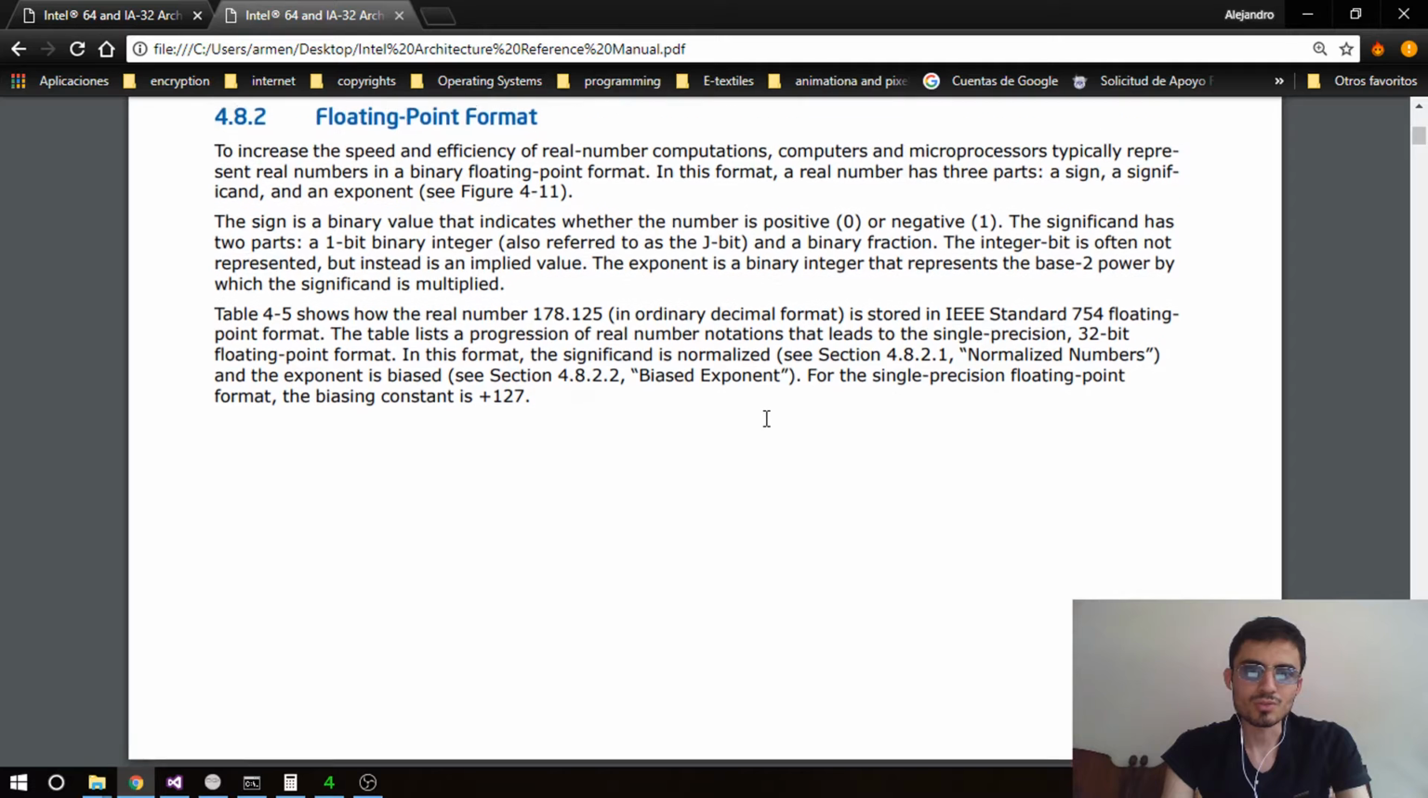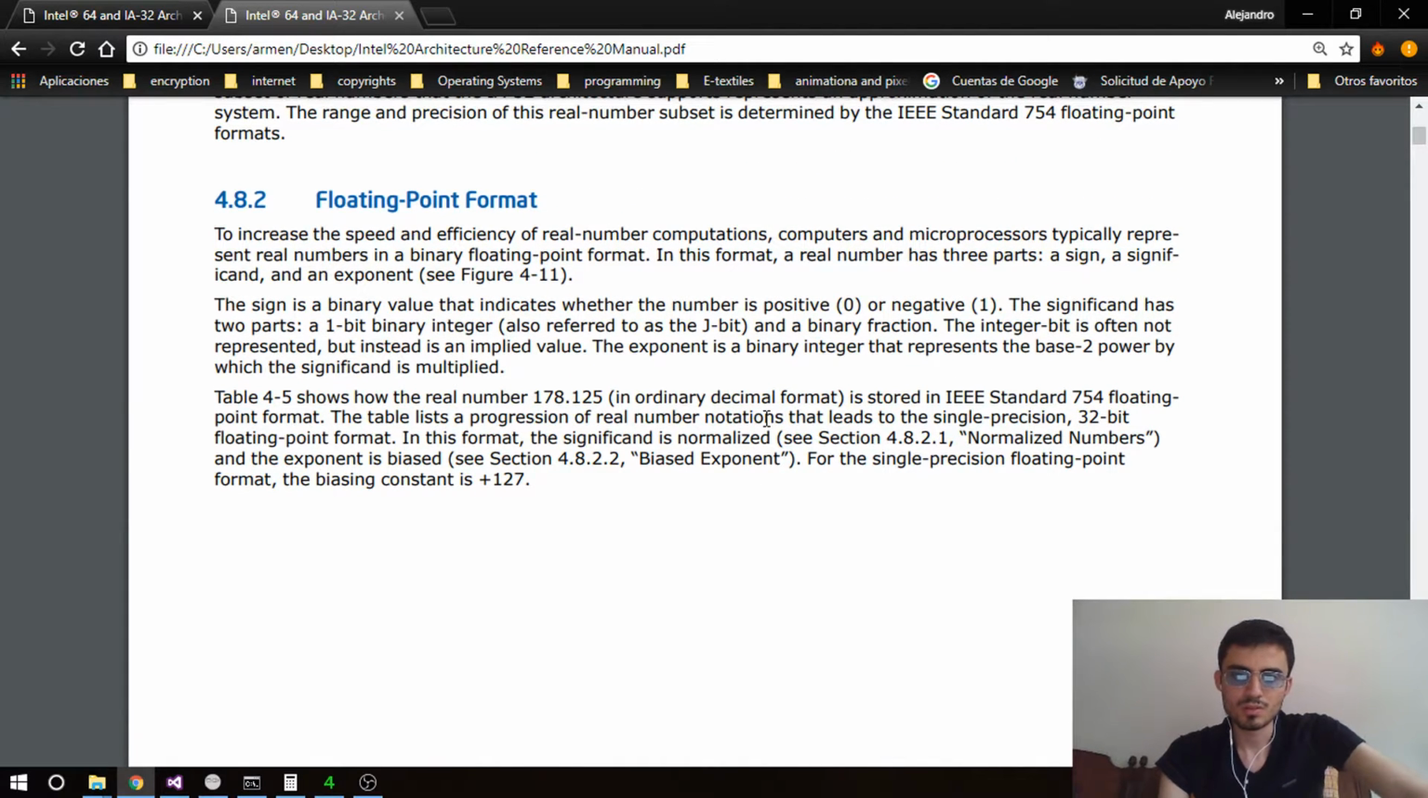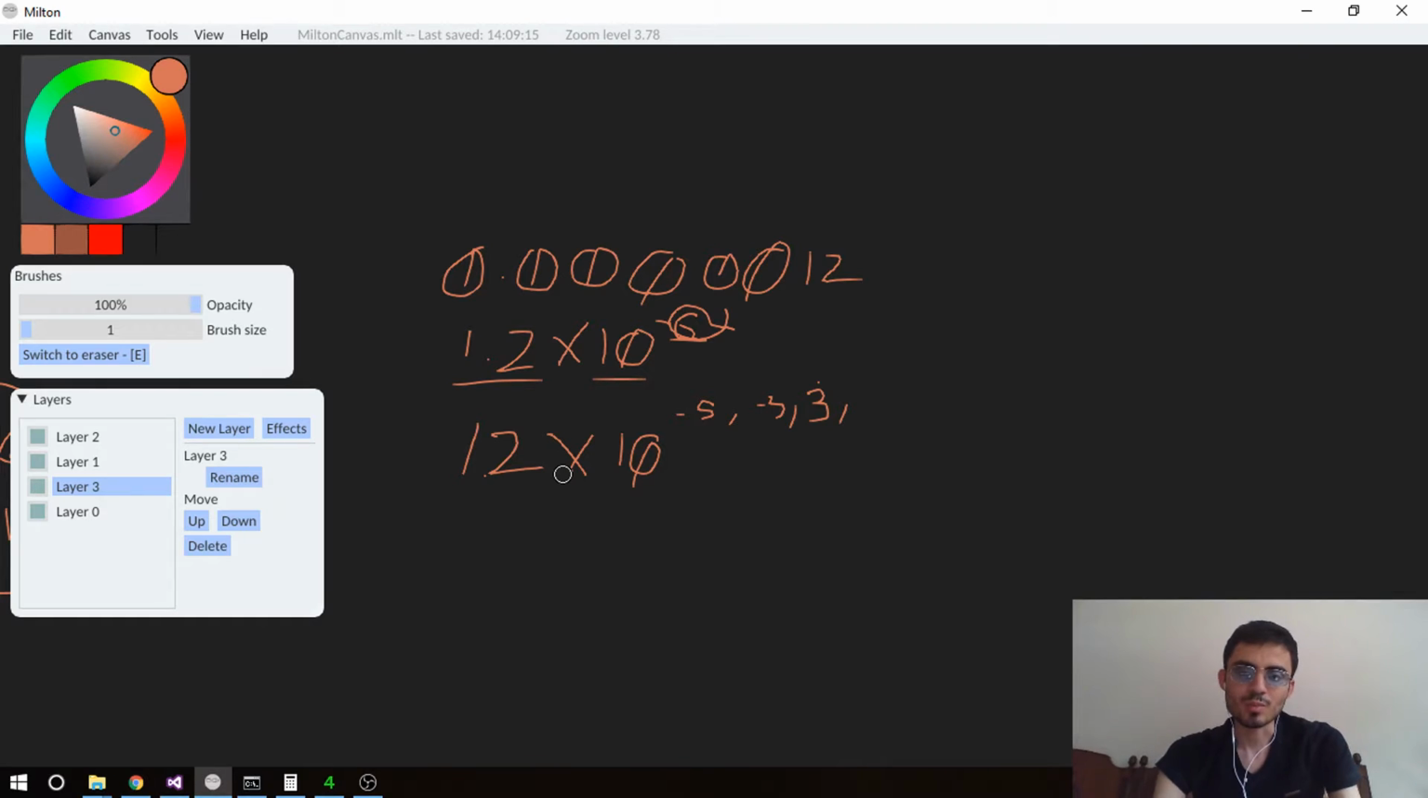It's 127. Well, it doesn't matter if it's unsigned now, but you got the point. You can move the point and represent different numbers with the same significand.